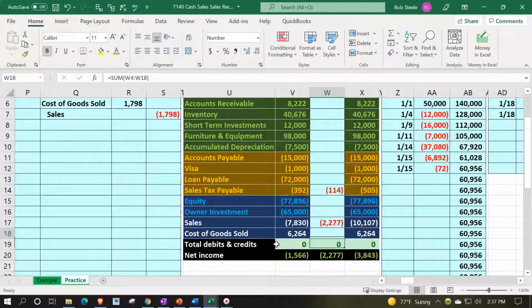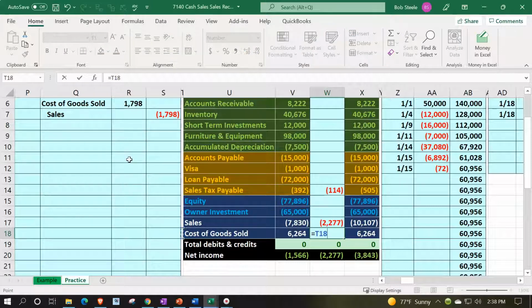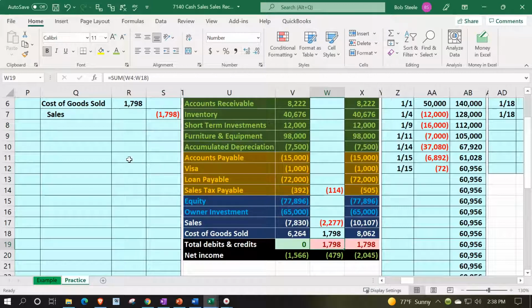But then we've got the cost of goods sold. The expense related to the guitars we sold, which are inventory, is going to be equal to the 1798. So now the net income went up only by the 479. The difference between the 2277 and the 1798, the sales minus the cost of goods sold.